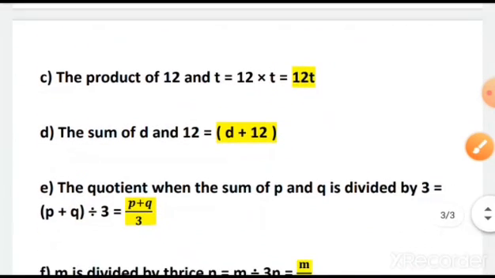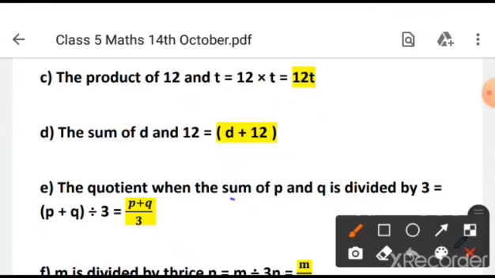Next one, the quotient when the sum of p and q is divided by 3. So here the sum of p and q. Sum of p and q means p plus q. That is divided by 3. So you will write p plus q by 3.